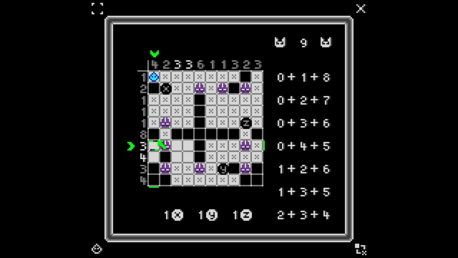And this column is gray. And this row has 2 more walls, which must be here. And this row has 2 more walls, which must be here.